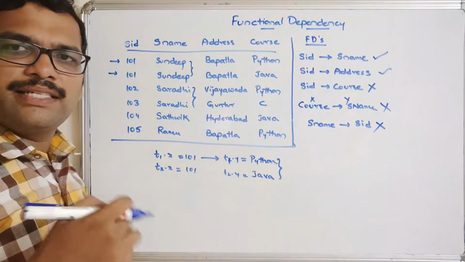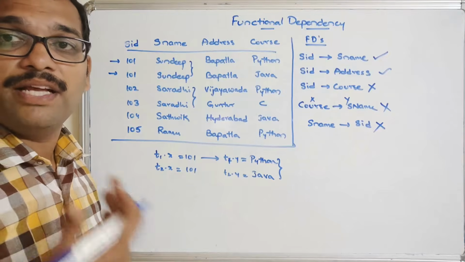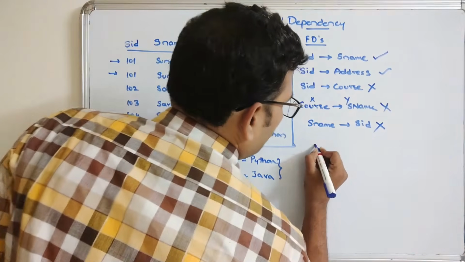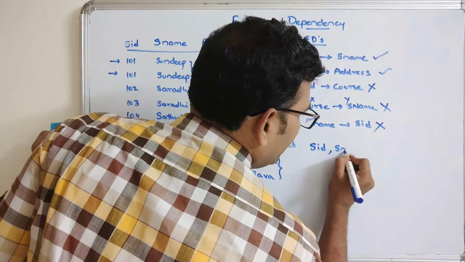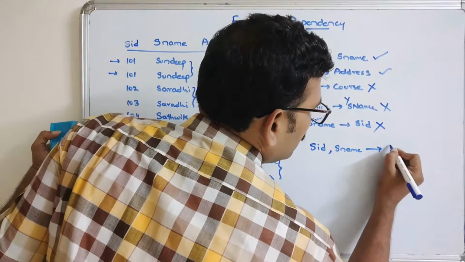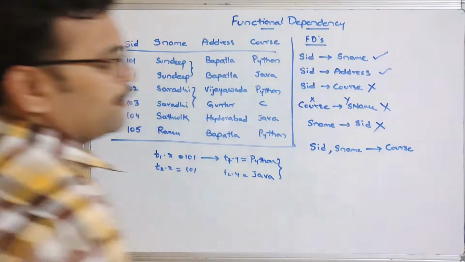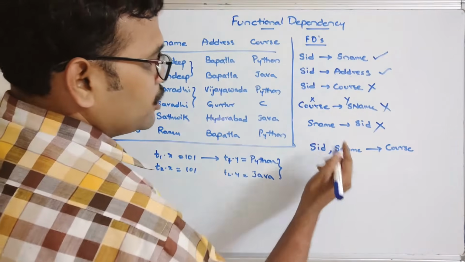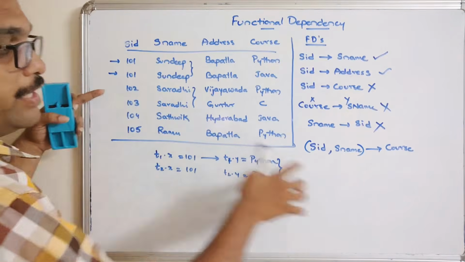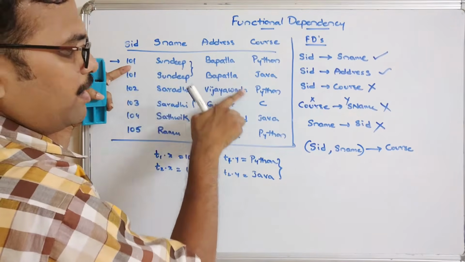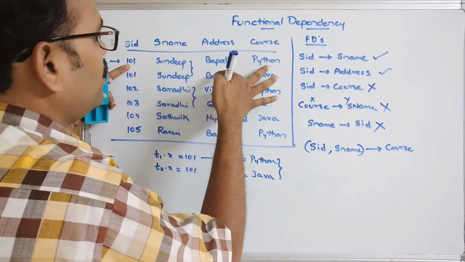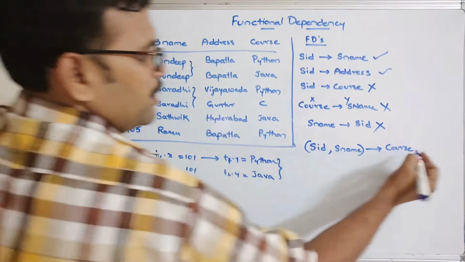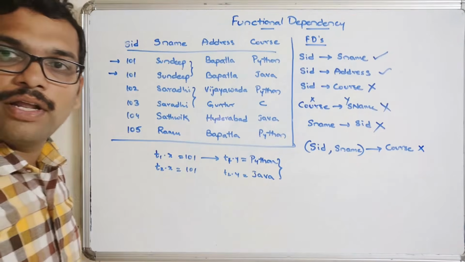As we said, X and Y are not necessarily single attributes, they can be a set of attributes. So now we can check SID comma SNAME gives the course. Let us check here. We need to check both SID and name. 101 Sundeep Python, 101 Sundeep Java. So no, it's not a functional dependency.